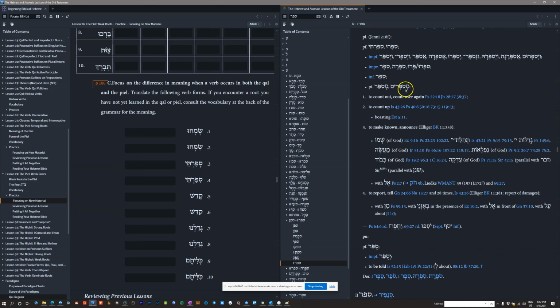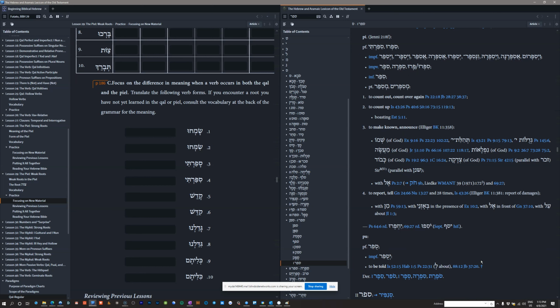So you can mean both to count a second time, but it can also mean to recount as in to tell again, to announce, to report, that sort of thing. So through count, you can keep those linked.